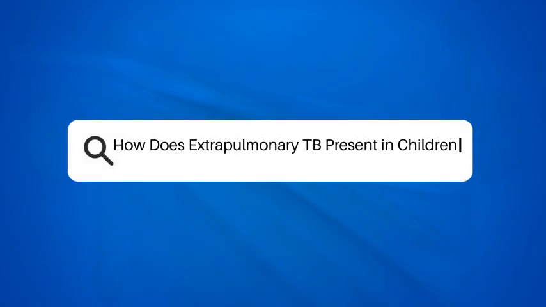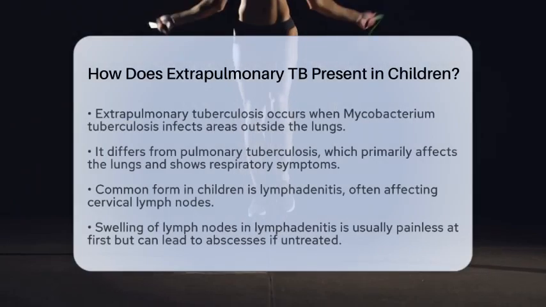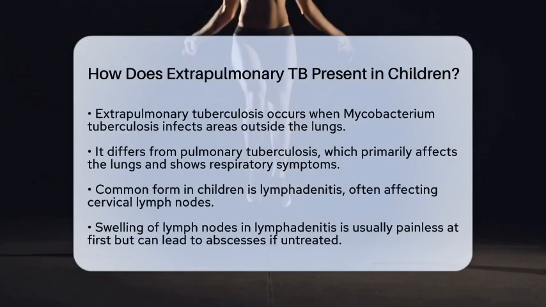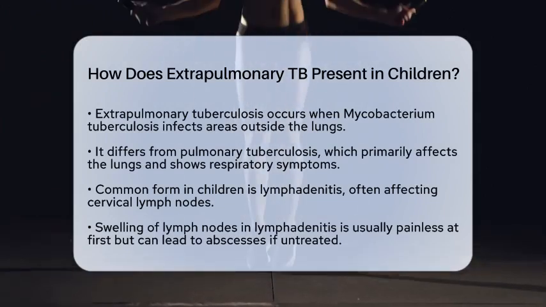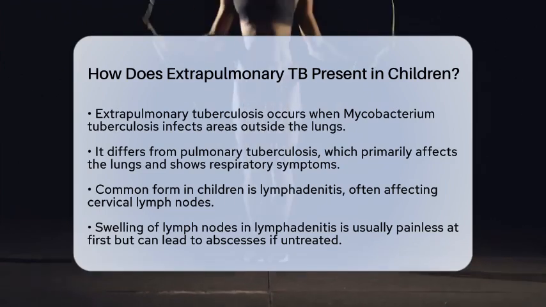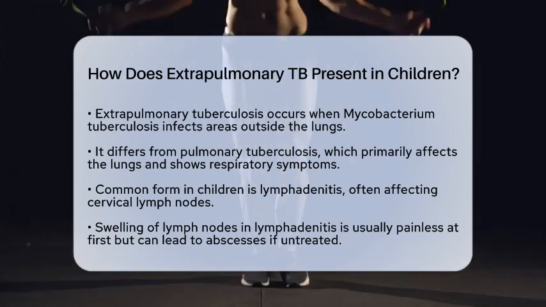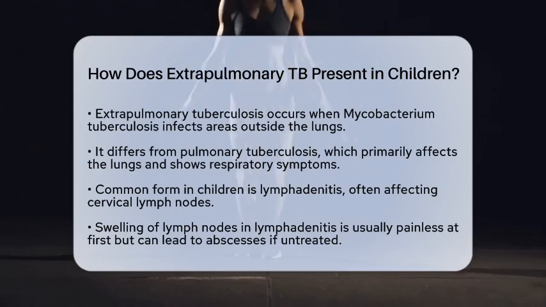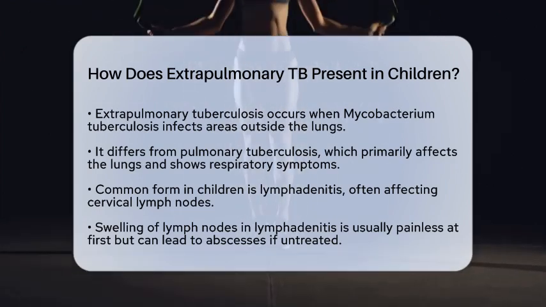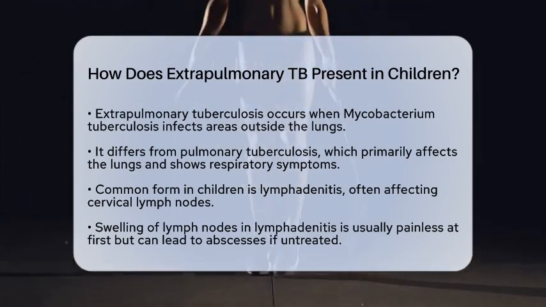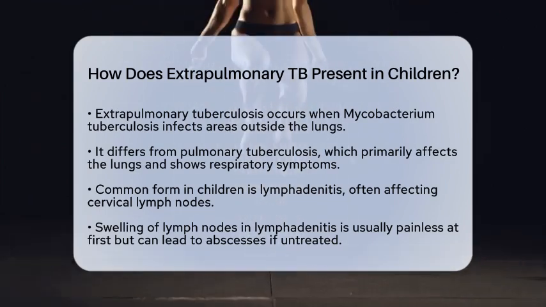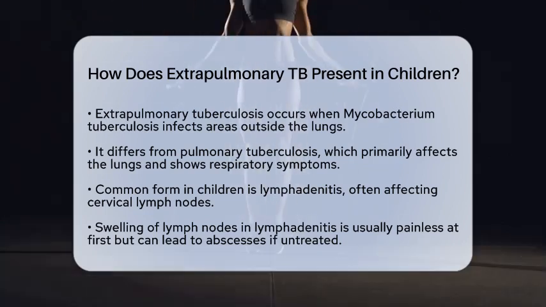How does extrapulmonary TB present in children? Have you ever wondered how extrapulmonary tuberculosis presents in children? Extrapulmonary tuberculosis occurs when the bacteria Mycobacterium tuberculosis infects parts of the body outside the lungs. This is different from pulmonary tuberculosis, which mainly affects the lungs and shows respiratory symptoms. In children, extrapulmonary TB can affect various organs, leading to different signs and symptoms based on where the infection occurs.